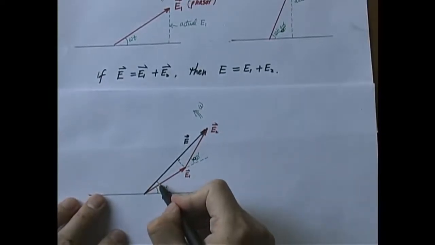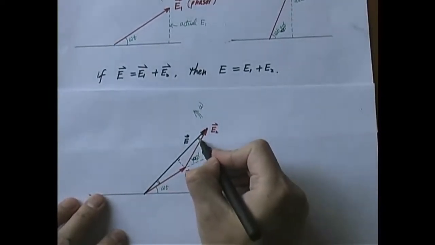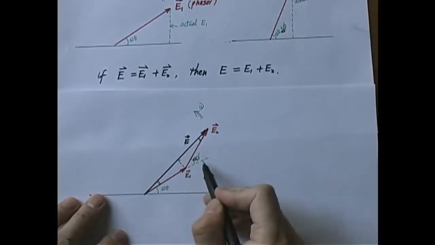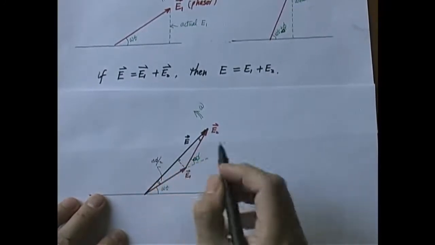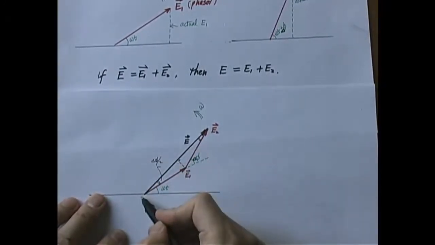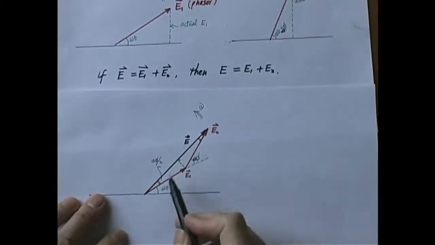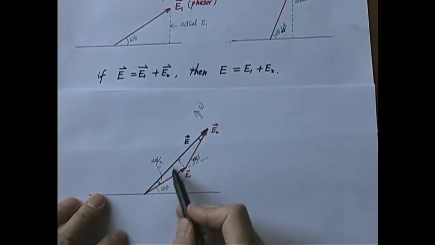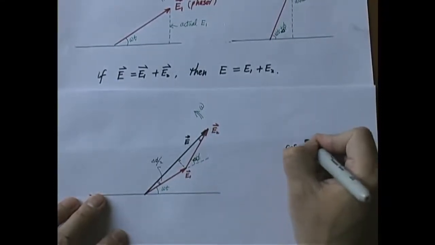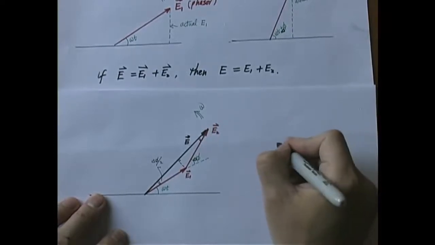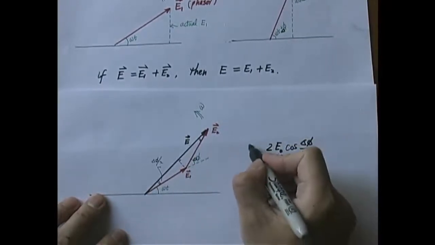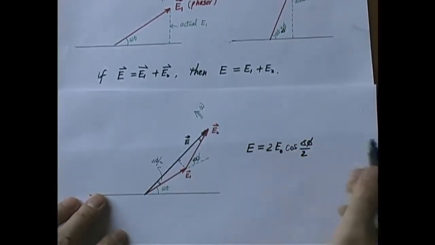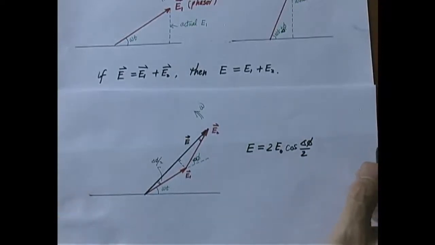How much is this angle? This angle equals that angle because it's isosceles, and when you add them together you get delta phi, don't you? So each angle really is delta phi over 2. So how long is it from here to there? This is a right angle triangle, so you get E naught here, and this angle is delta phi over 2. Therefore, the length between here and there would be what? Cosine delta phi over 2 times what? E naught. And you double it, because there are two of them. You get E, the amplitude of the resultant phasor.